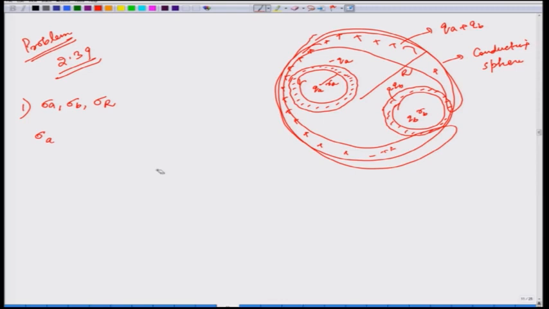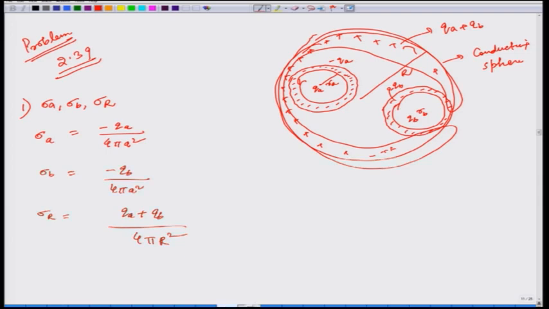So sigma A, that is the surface charge for this QA, will be, we know that for this sphere, the small size cavity, the charge is minus QA by 4 pi A square. Similarly, my sigma B will be minus QB by 4 pi B square. But for the whole sphere, the charge on the surface is QA plus QB. So my sigma R will be nothing else but QA plus QB divided by 4 pi R square.